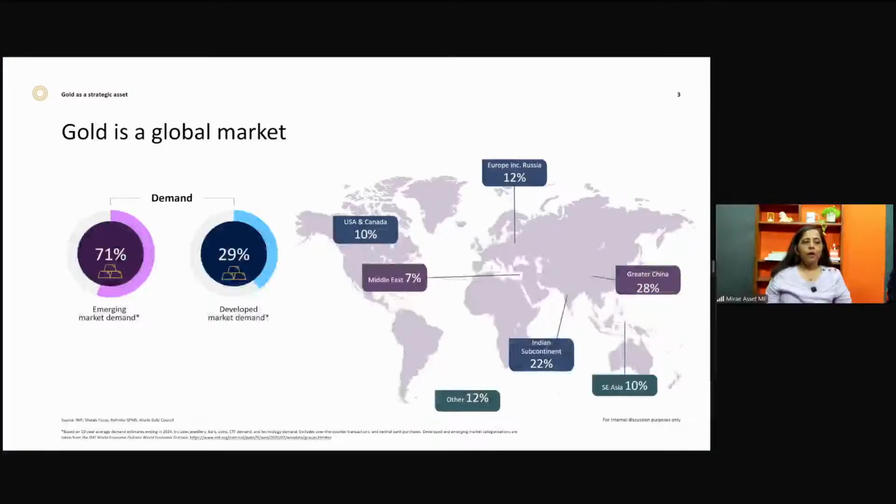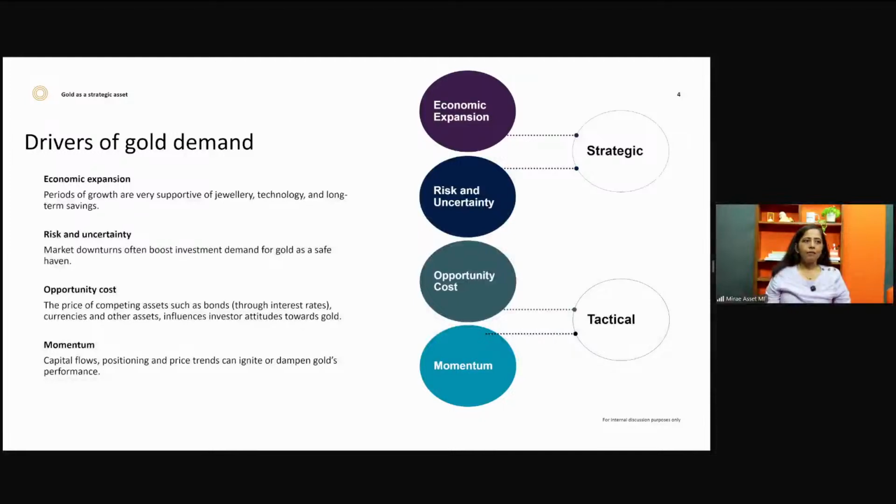Now, coming to gold, most of us would know that gold is a global market. Any continent, any geography that you go to, gold is used in some form or the other. Having said that, 71% of demand for gold comes from emerging market economies such as India, China, and Southeast Asia. 29% of this demand comes from the developed economies such as the US and Europe. If you look at what drives demand, why certain economies consume more, and what actually drives demand in those countries, we've divided the demand into two different buckets: strategic demand and tactical demand.